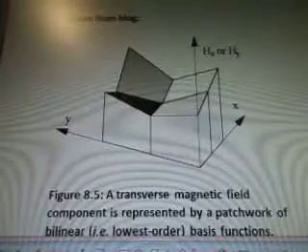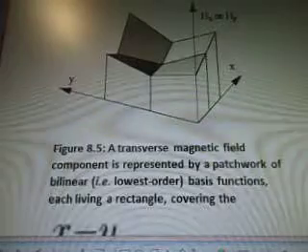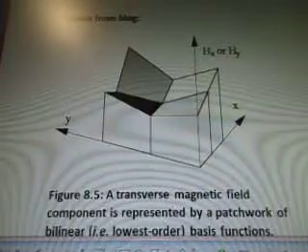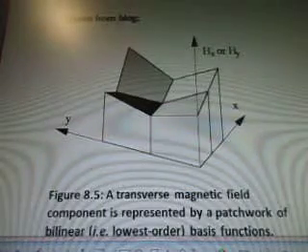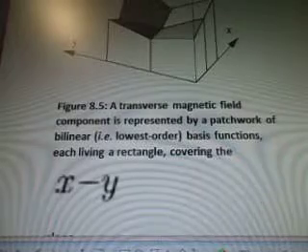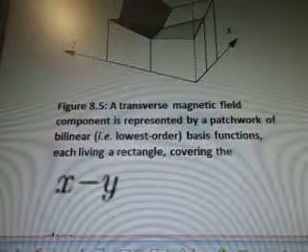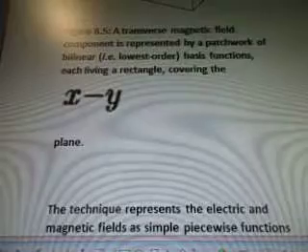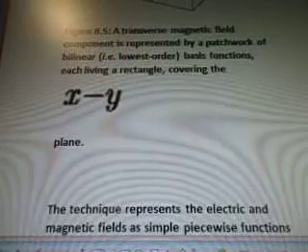Okay, so quote from blog. Here's a diagram. You can see the Hx or Hy going straight up, and then x going to the right and y going to the left. So figure 8.5, a transverse magnetic field component is represented by a patchwork of bilinear lowest order basis functions, each living a rectangle covering the x-y plane. I don't know how you say that.